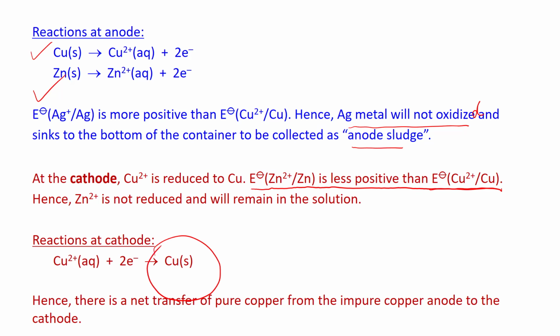So this will then allow us to have a pure copper cathode now. And therefore we can use this process to purify copper. It's actually a very important and useful industrial process. Understand?